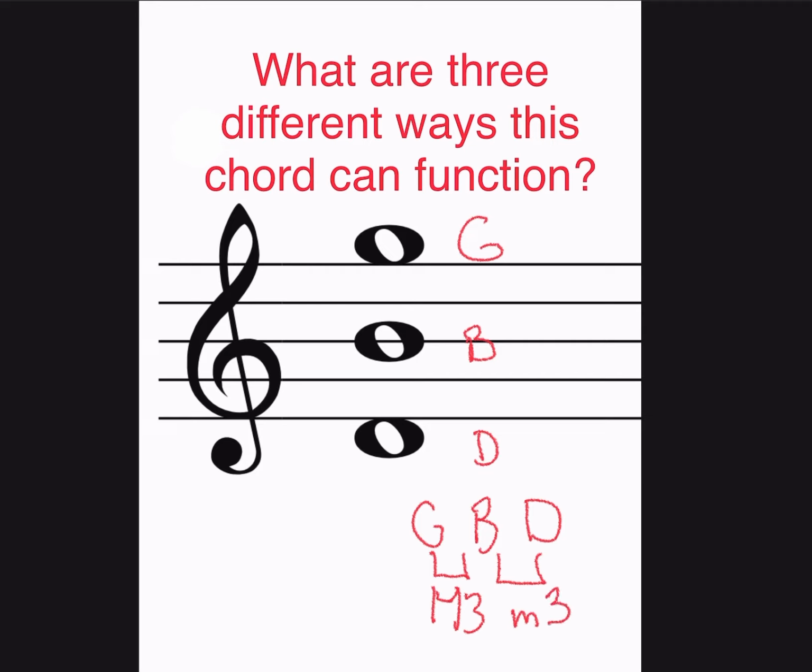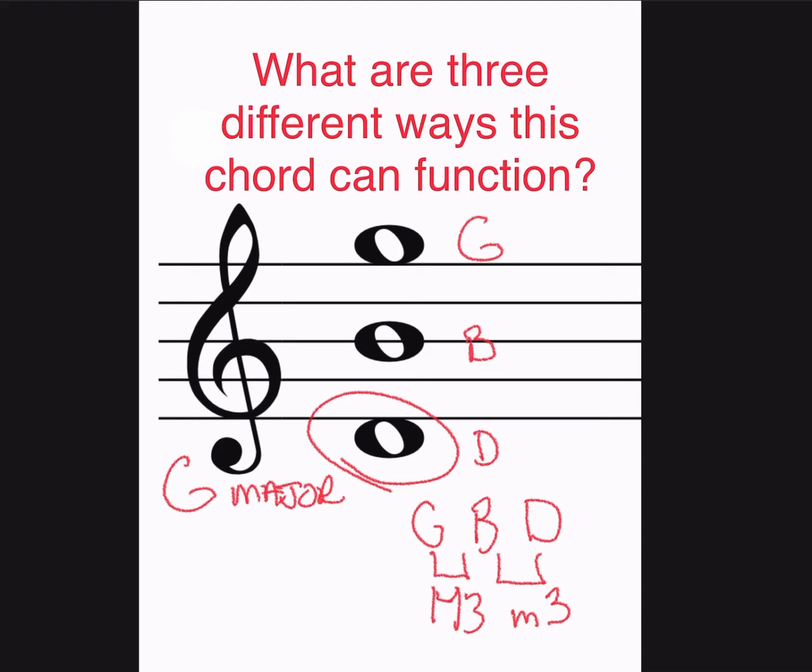This recipe, a major third plus a minor third, that's the recipe for a major chord. All major chords are built this way. So what we have here is a G major chord. The fact that the D's in the bass actually puts the chord in second inversion. I'll leave that for another video.